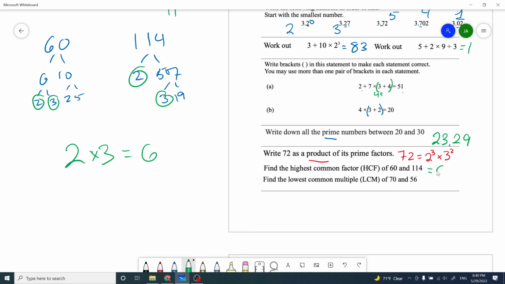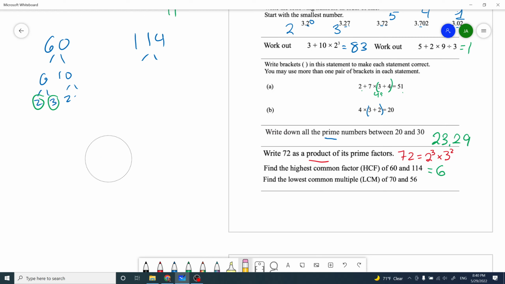And that's going to be how I find my highest common factor. So I take which factors are common to both of my factor trees, the same number of times, and then I multiply them. So that's how I get my HCF. Now let's go ahead and work out the LCM.